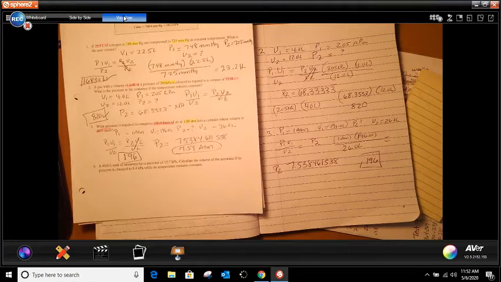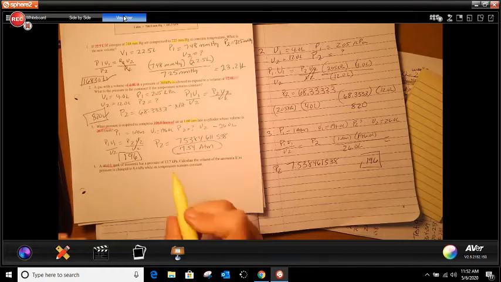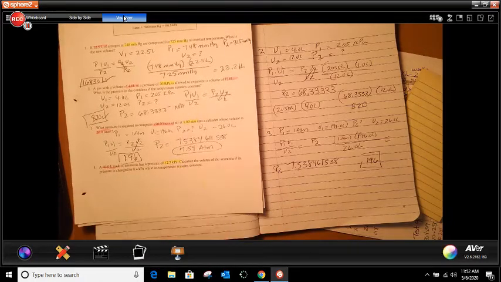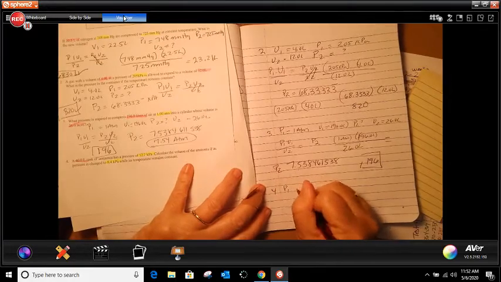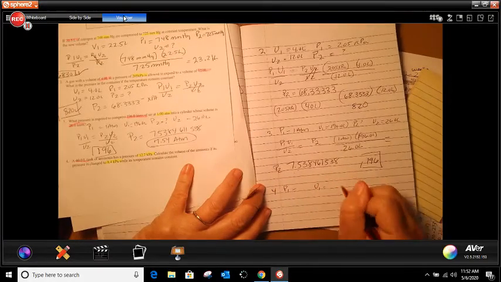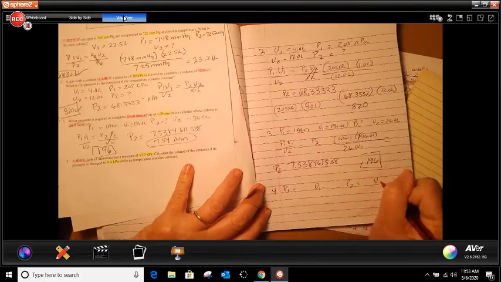The last one says that we have 40 liters. Okay, 40 liters is my V1. A tank of ammonia that has a pressure of 12.7 kilopascal. Calculate the pressure when the pressure changes to 8.4 kilopascals, while the temperature remains constant. So for number 4, P1 equals, V1 equals, P2 equals, V2 equals.